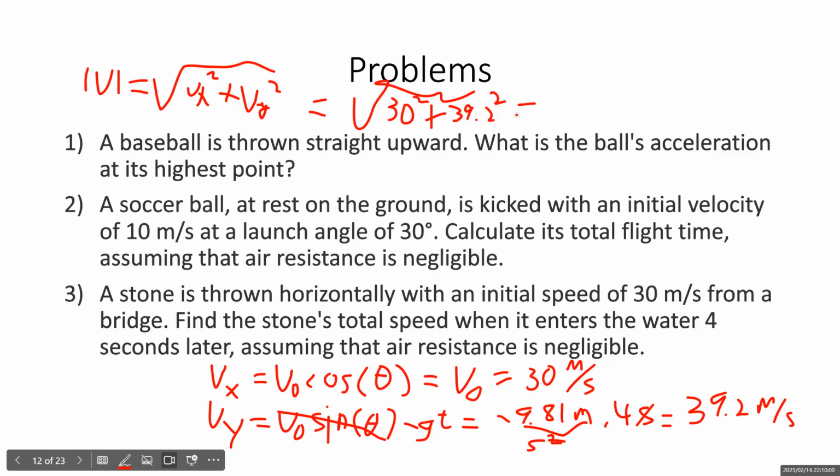Now, if we look at this, 39.2 is about 40. 30 squared is 900. 40 squared is 1600. This is going to be about the square root of 2500, which is 50. So I'm going to say this to 2 sig figs, this is going to be around 49 meters per second.